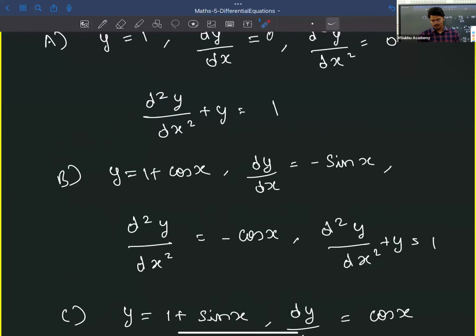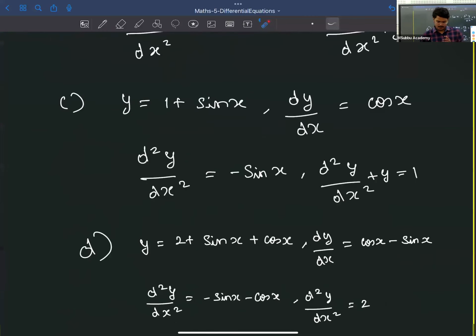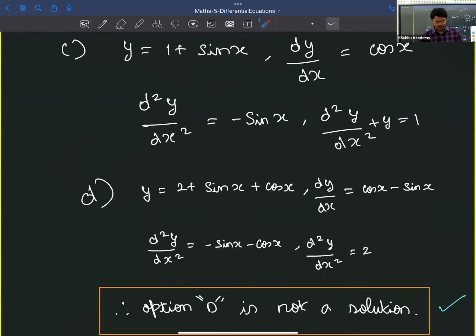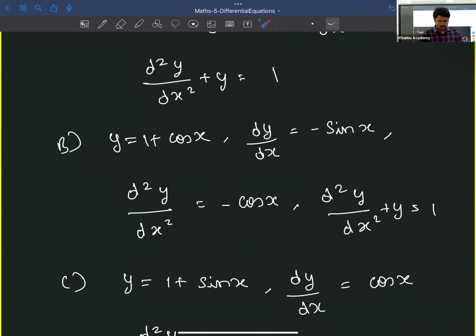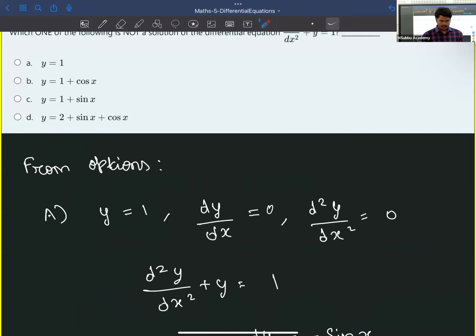We'll just solve it to make sure. So y is equal to 2 plus sin x plus cos x. So dy by dx is equal to, so this will become 0. The sin x differentiation is cos x. Cos x differentiation is minus sin x. So dy by dx is nothing but cos x minus sin x. Again differentiate this. So you'll get minus sin x minus cos x. So double differentiation of it. So just add these two. So this gets cancelled. So the value will be 2. So 2 is not equal to 1. So this is not a solution. So this will be the answer for you.